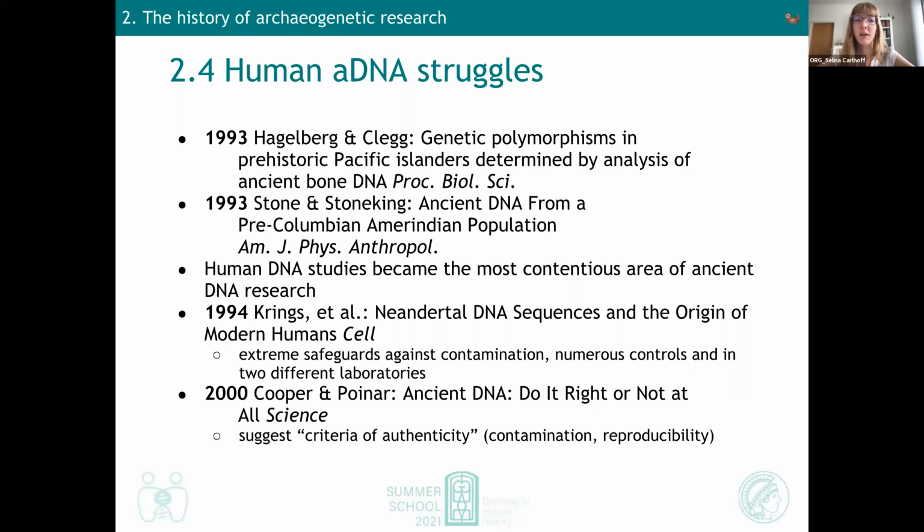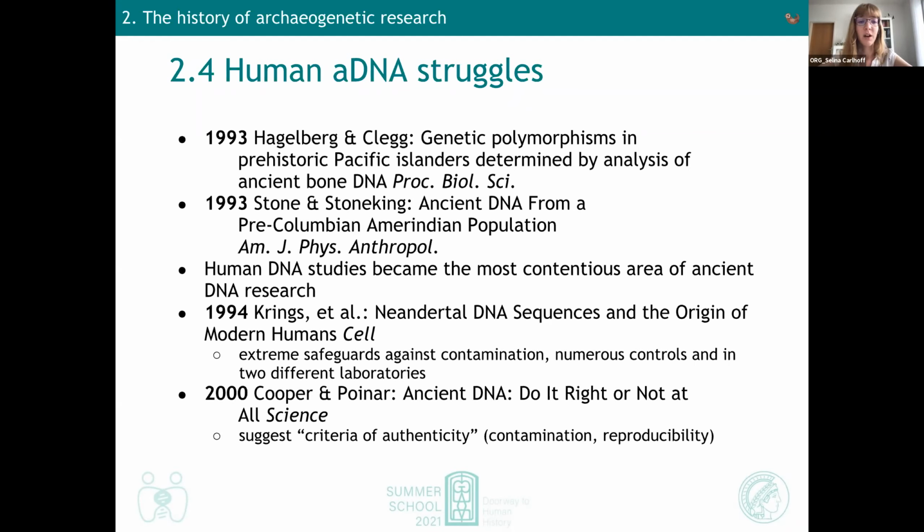Actually, contamination became the biggest issue and the biggest controversy within the field. So when Klingstedt et al. in 1994 were trying to extract the first Neanderthal DNA sequence, they took extreme safeguards to avoid contamination in their samples, where they repeated all experiments in two different laboratories and had numerous controls just to control for the background contamination that might be present in the laboratories.